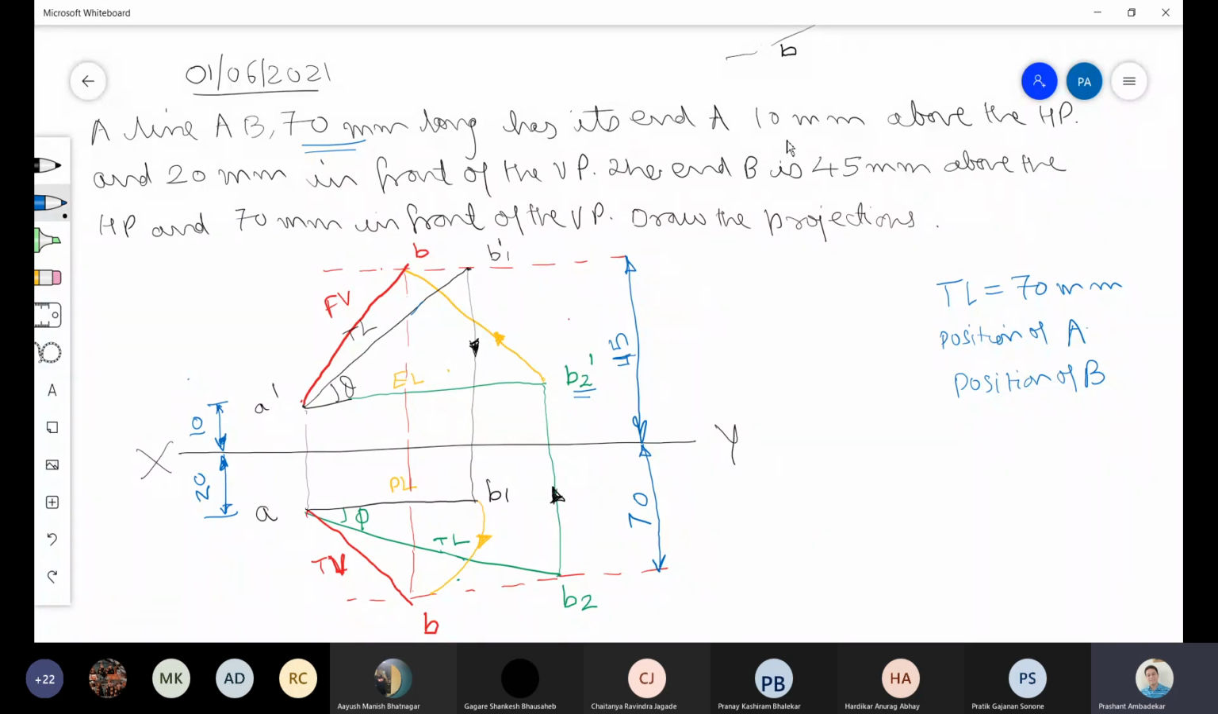But in that case दोनों भी 10 है तो पैरेलल हो जाएगा. Let us consider 15. 45 की जगह पे 15 consider करो. So what it will be? It will be read like this. The end B is 15 mm above the HP. तो ये हमने जो 45 ड्रॉ किया है वो कितना mm रहेगा? 15 mm.